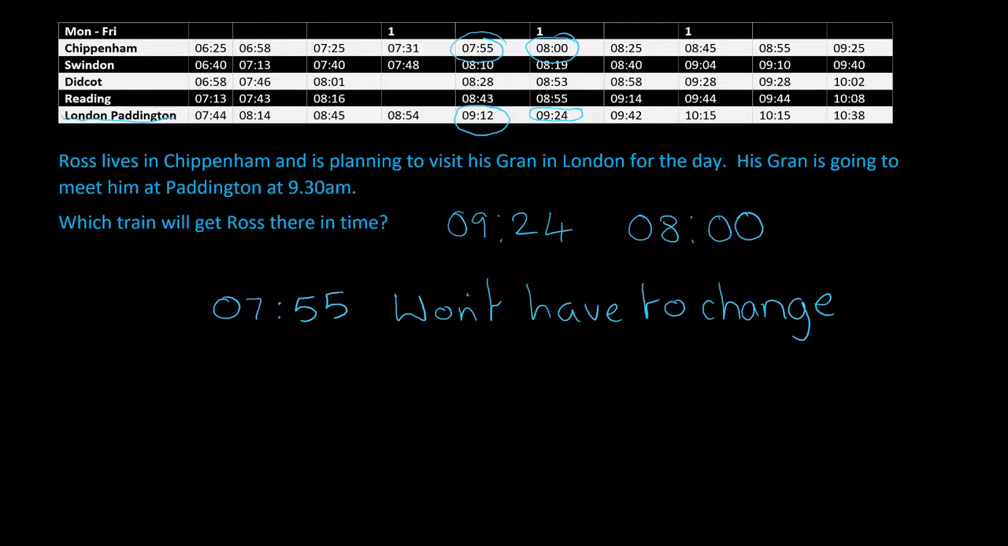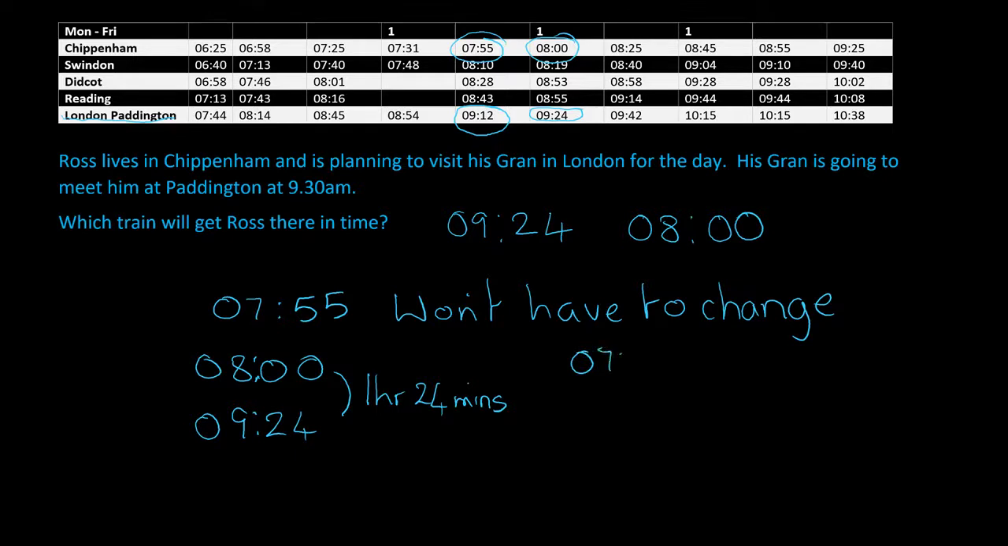The other reason you might give for why he would pick that train over the other train is the fact that it actually will work out faster. Let me prove that. So we've got the 0800 that gets in at 09:24. That's a fairly easy time calculation. So that's 1 hour and 24 minutes.